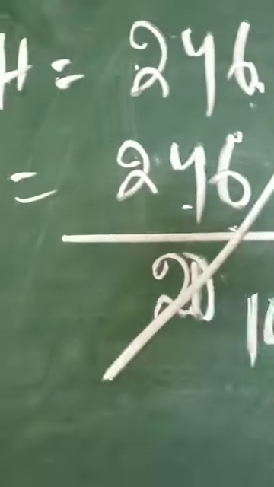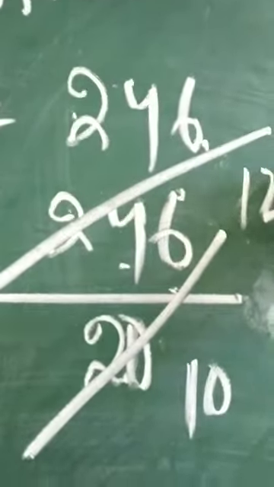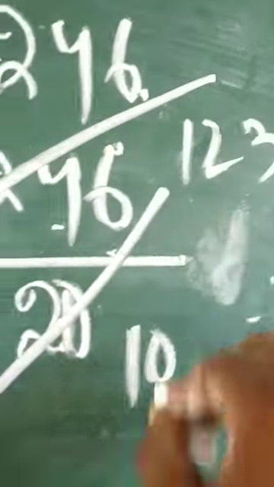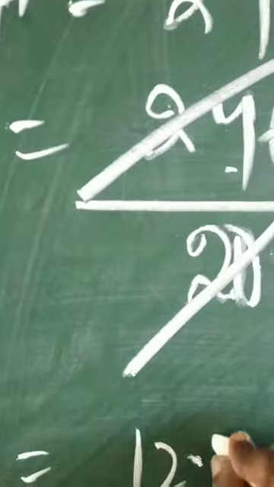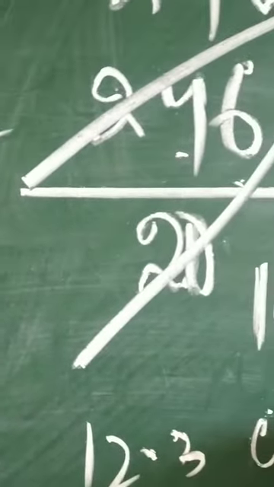2 tens are 20, 2 ones are 2, 2 twos are 4, 3 twos are 6. Measure of the height is 123 by 10, matlab 12.3 centimeter. This is the measure of height of this parallelogram, right?